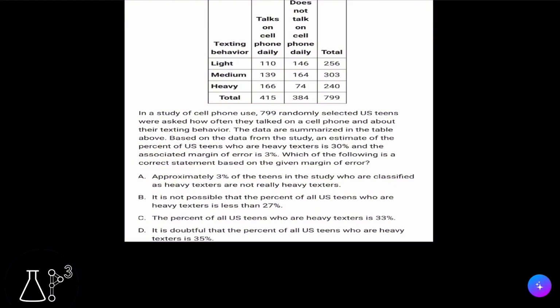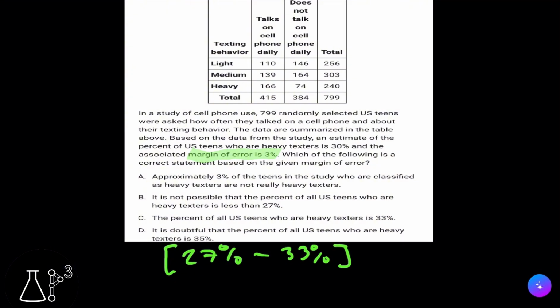So remember, margin of error is going to give us the possible true percentage of the heavy texters. So if I add and subtract 3%, I'm going to get my margin of error ranges of 27% through 33%. So this is going to be my interval of heavy texters and heavy texters only. So let's look at our answer choices to figure out if they make sense.